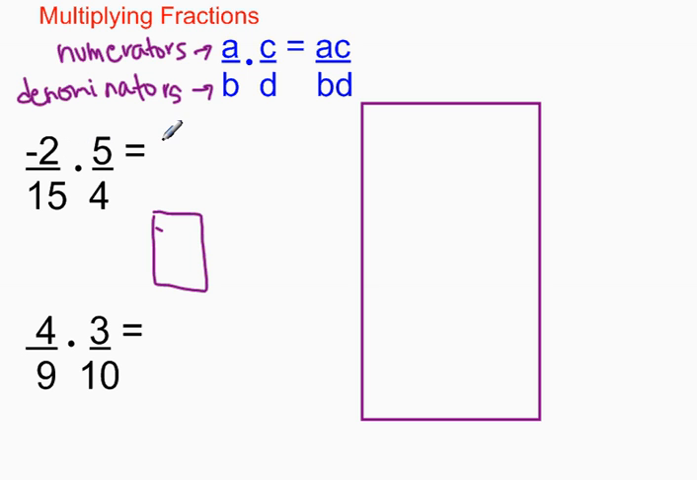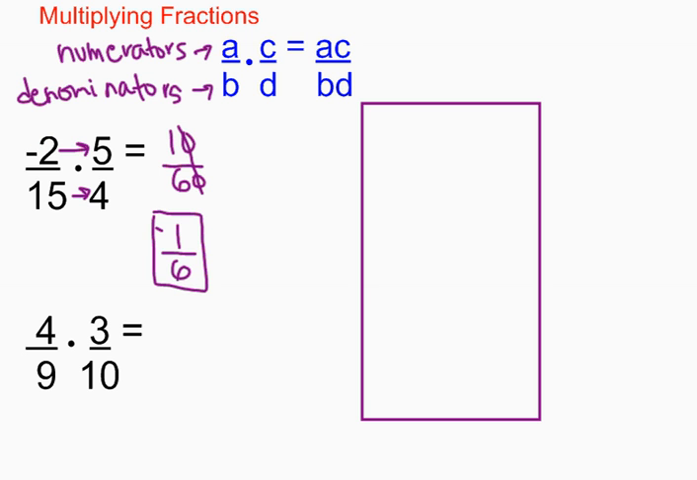2 times 5 is 10, just multiplying straight across. And 15 times 4 is 60. Now I can reduce this, make this fraction better. I can just cross out these zeros. My answer is 1/6, and it's negative because there was one negative sign.